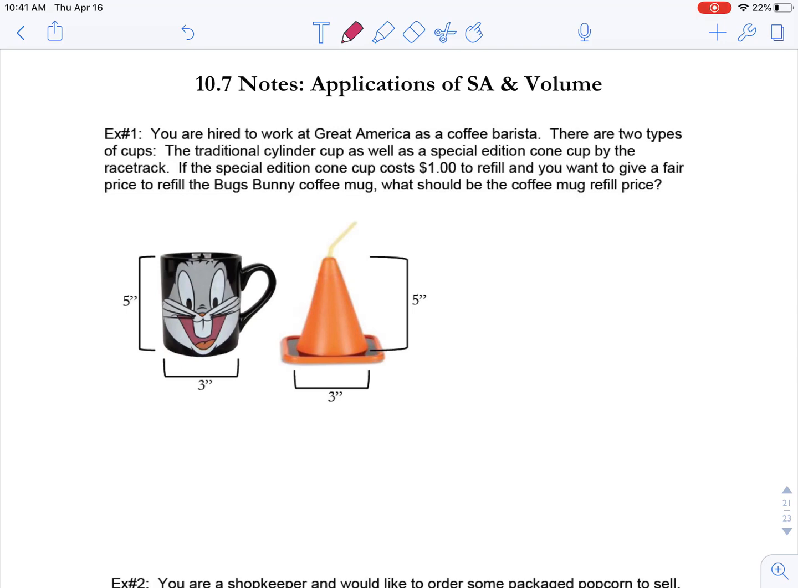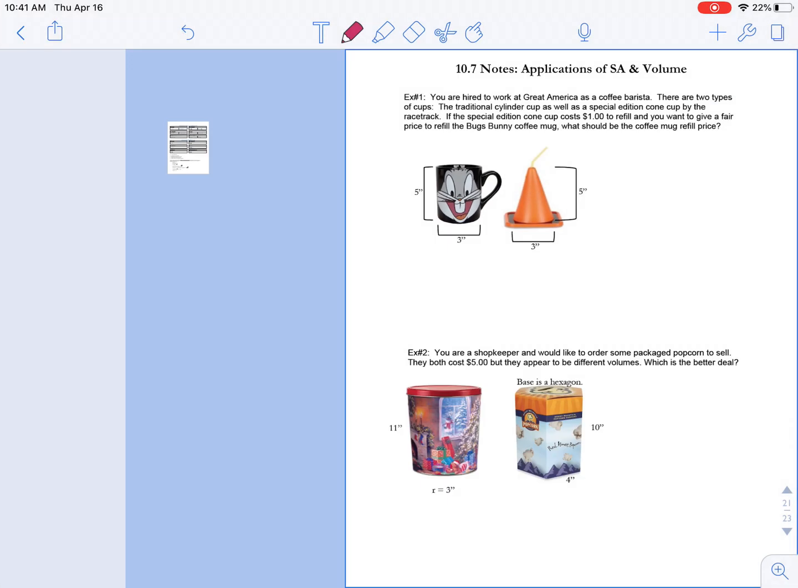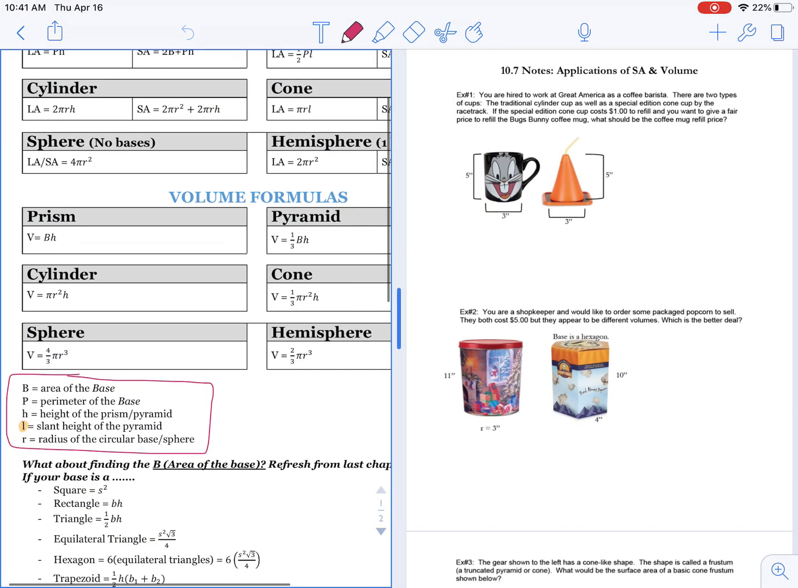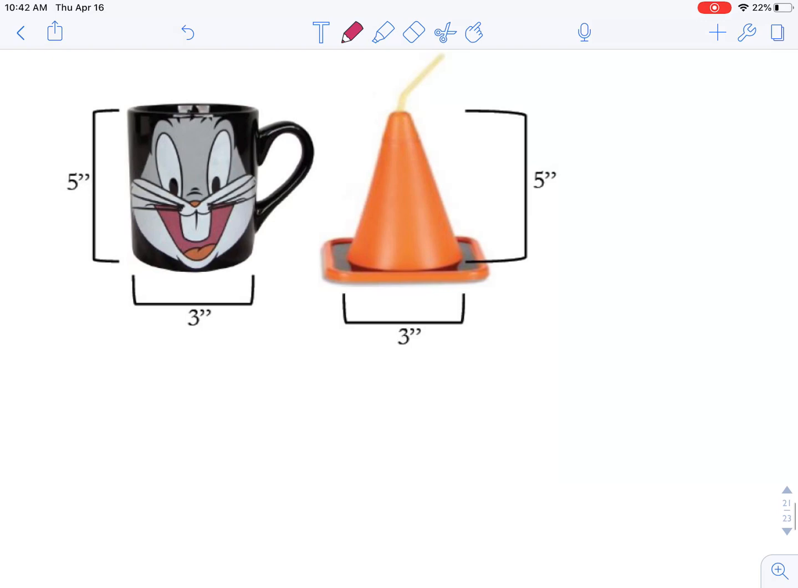Okay, so if we think about these two shapes, you have your cylinder and your cone. If we go look at our cheat sheet, and get used to having this because you get to use this on your test, we'll see the volume of a cylinder is pi r squared times height, and the volume of a cone is 1/3 pi r squared times height. So you have your cylinder, and then for your cone, you have 1/3 pi r squared times height.